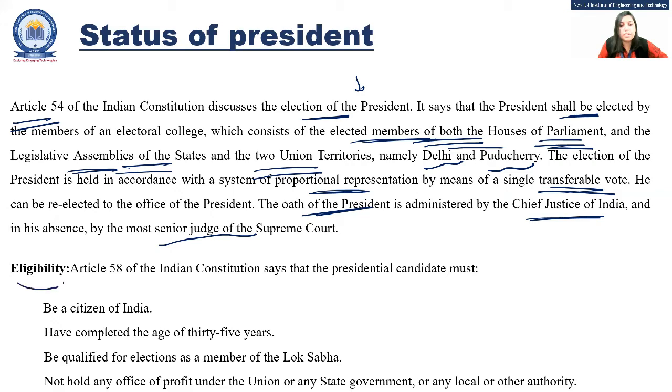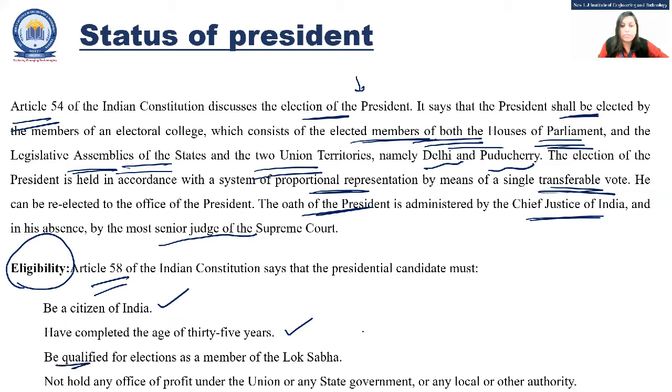Now, what is the eligibility to become a president of India? Article 58 mentions that a presidential candidate must be a citizen of India. That is the first and foremost rule. Second, he or she must have completed the age of 35 years. We have seen in Lok Sabha the minimum age was 25, Rajya Sabha 30, for the president it's 35.